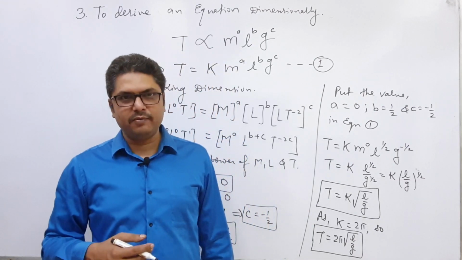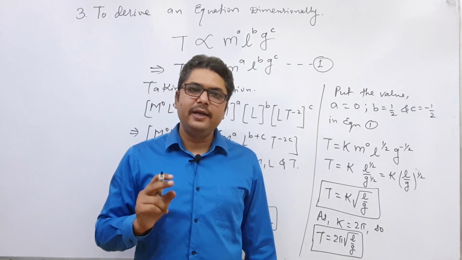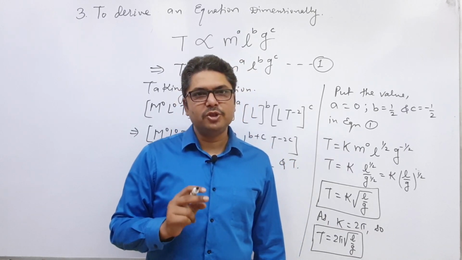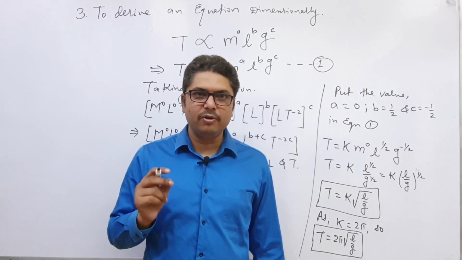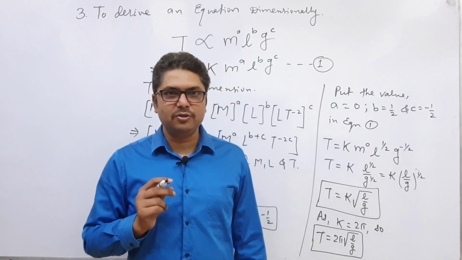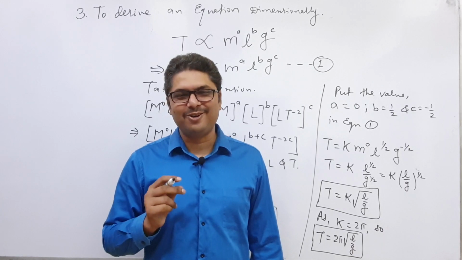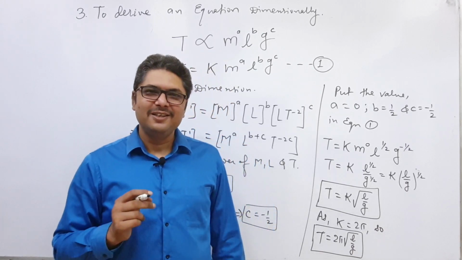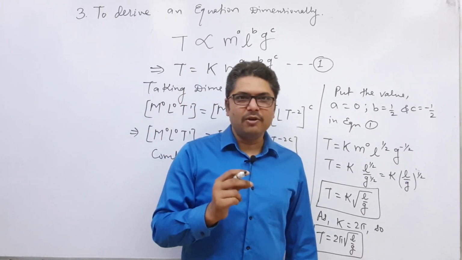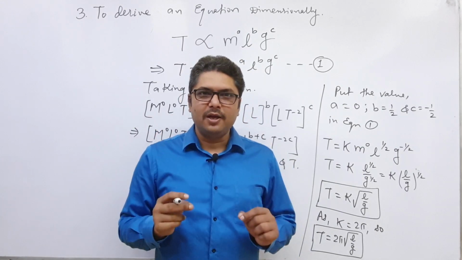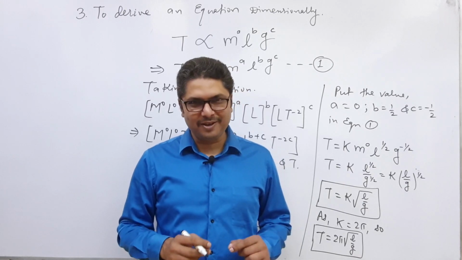So what are the limitations of dimension? The limitation of dimension is that we cannot find the dimension of a constant such as numbers 1, 2, 3, 4, or the constant pi. You cannot find the dimension of a constant. Second thing is, you cannot find the dimension of trigonometrical ratios, sin theta, cos theta, tan theta. Third is, we cannot find the relation among more than 3 physical quantities using dimensions. So these are the limitations of dimensions.